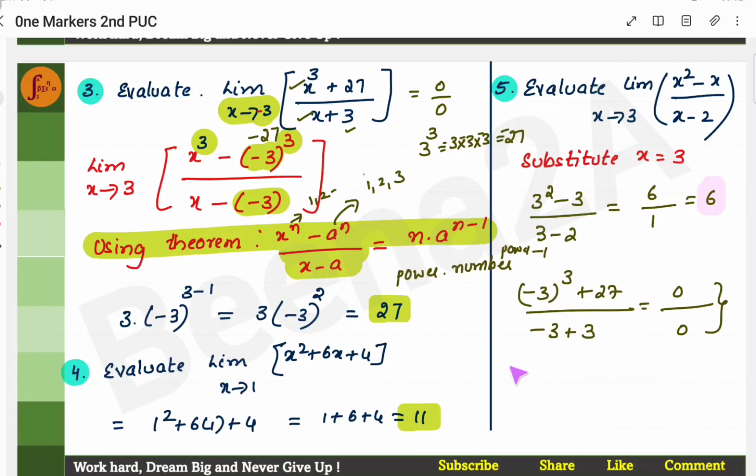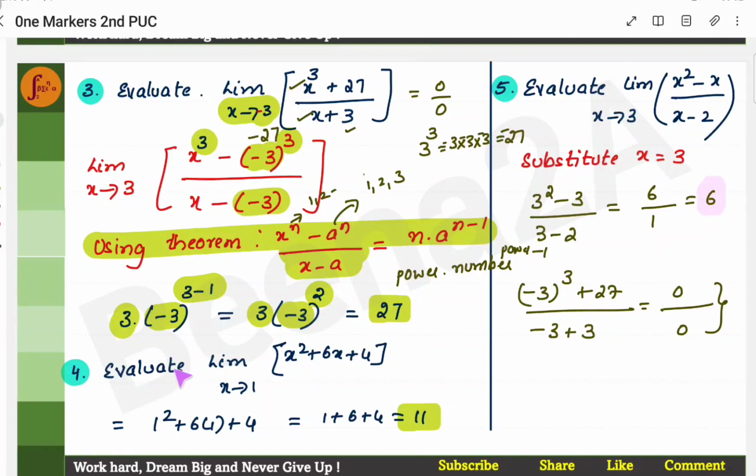So, what is the power here? Power is 3, right? And what is the number? In place of a, what do we have? Minus 3. And you should decrement the power. 3 minus 1, you have to decrement it, right? So, I get 3 into minus 3 the whole square, and the answer is 27. Your minus into minus becomes plus, thereby the result is positive.